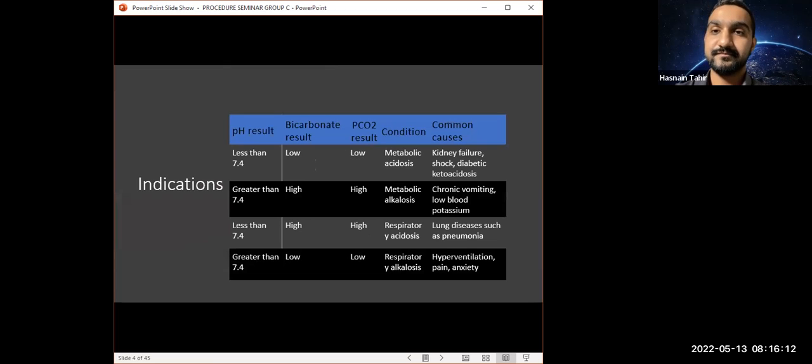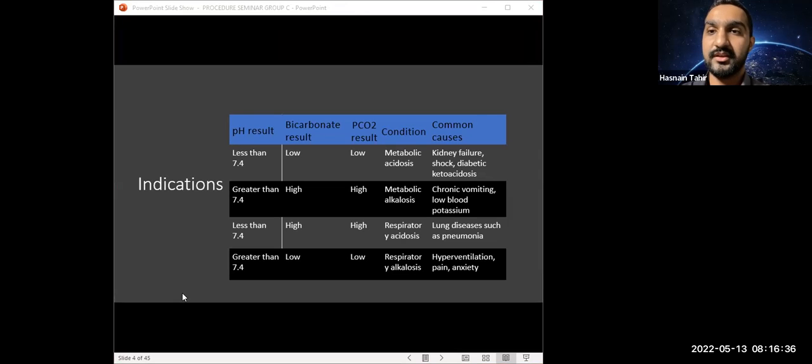What are the indications for ABG or VBG? Let's go from reverse. Whenever we are expecting there to be an acid-base imbalance, whether it's metabolic acidosis, alkalosis, respiratory acidosis or alkalosis, that is when we will have to take this measurement.